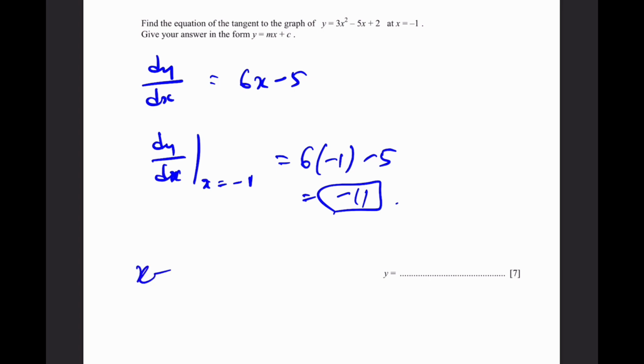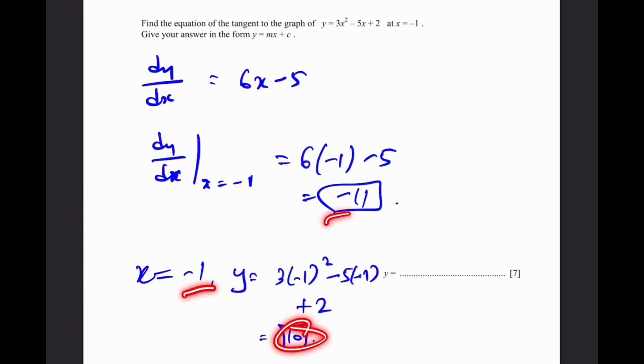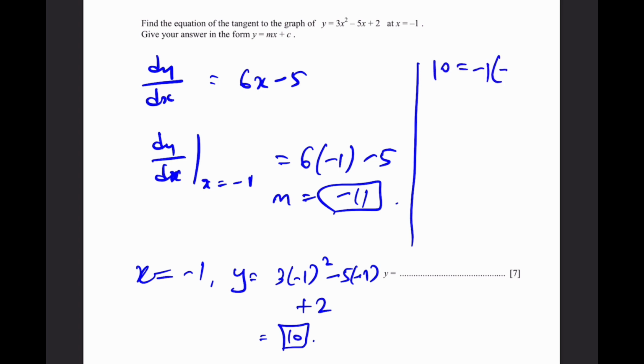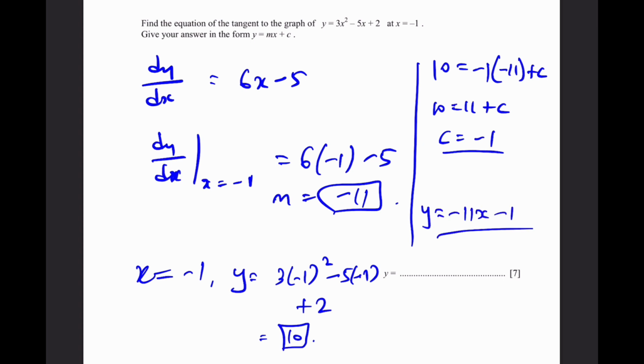So at x equals minus 1, the y value is going to be 3 times minus 1 the whole squared minus 5 times minus 1 plus 2, which is simply 10. Now we can substitute x equals minus 1, y equals 10, and m, or the gradient, is equal to minus 11 into y equals mx plus c. So we can write 10 is equal to minus 1 times minus 11 plus c. So 10 equals 11 plus c. c is equal to negative 1. So the tangent line equation is going to be y equals minus 11x minus 1. That's our answer.